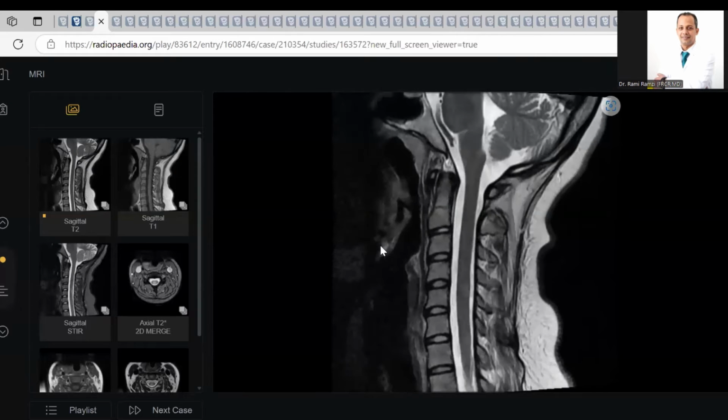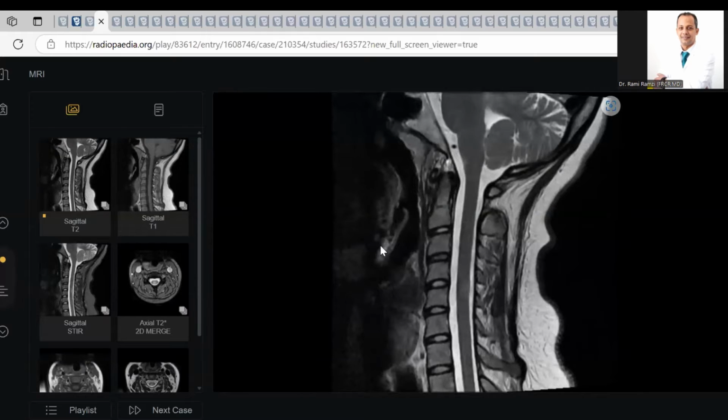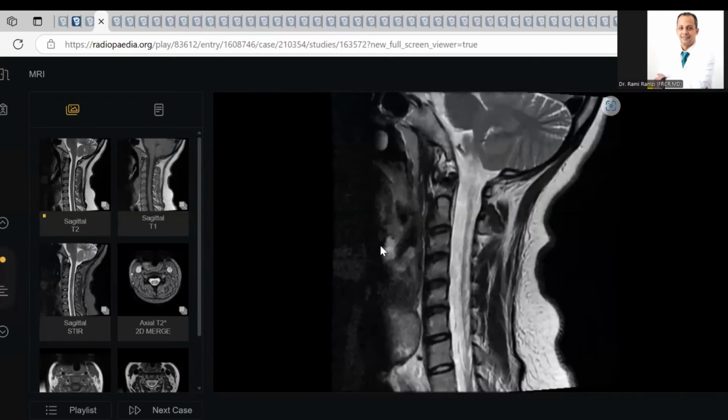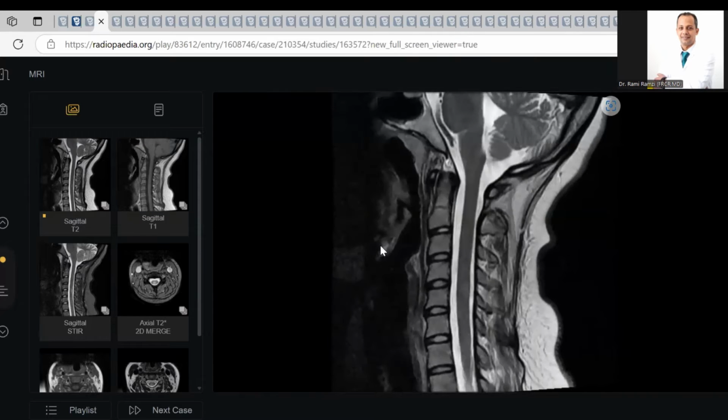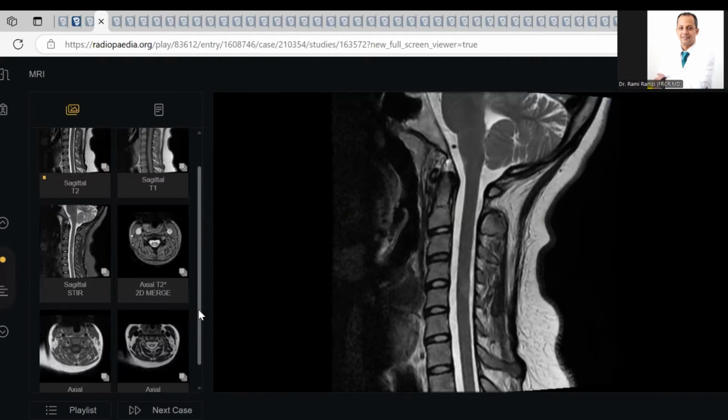This is the sagittal T2-weighted MR of the cervical spine. The cervical vertebrae appear unremarkable with intervening disc spaces maintained. The cervical cord shows a vaguely defined hyperintensity in the dorsal aspect of the cord, just at the level of C2, C3, C4 cervical vertebra. Excellent. Which sequence do you want to see? Axial T1 with contrast.